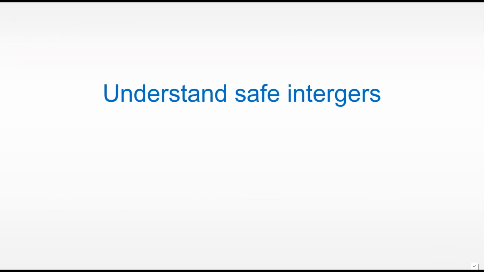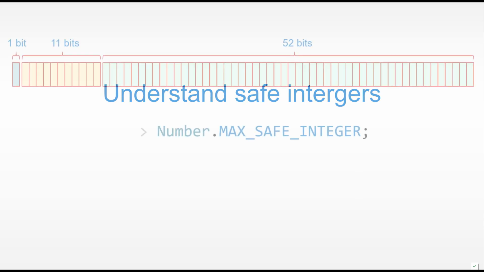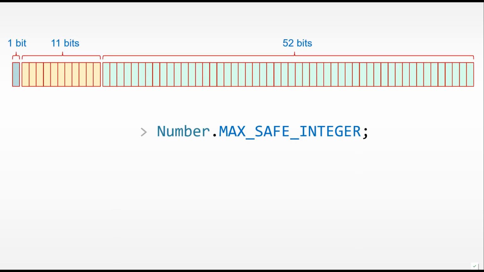We are now ready to understand safe integers. What do we mean by safe integers? Well, the Number object in JavaScript has a property called MAX_SAFE_INTEGER. So if we run that, we get a decimal number. It turns out that this is the biggest number that we can safely use in JavaScript, if we are interested in integers, i.e. whole numbers. Anything bigger than that would result in some kind of rounding.